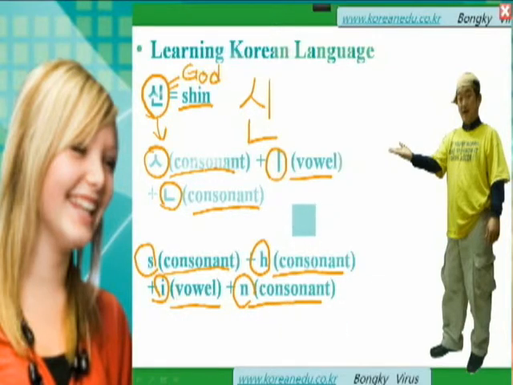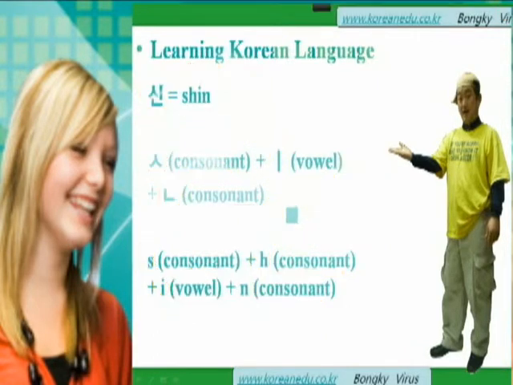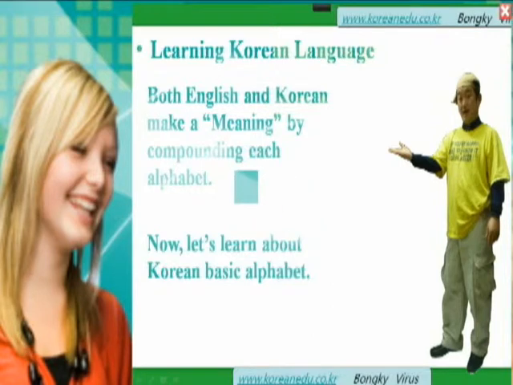In the English alphabet, there are 5 vowels. A, E, I, O, U, right? As I said before, in English and Korean, how words are made is that all the sounds and alphabets compound together and make a sound, and it also has meaning. Okay? So both English and Korean make meaning by compounding their alphabets, as you see in the previous samples. Now, let's learn about the basic Korean alphabet.